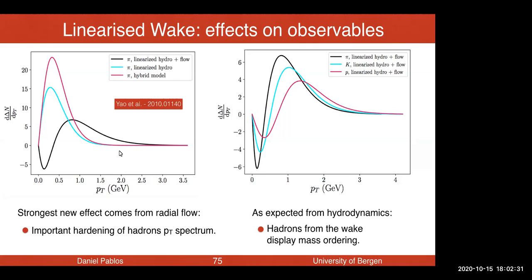the jet is relatively well aligned with the background flow, you will get an important push of the spectrum towards larger values, a hardening of the spectrum, and even a negative dip, because there are no more soft particles compared to the case in which there was no jet. Also, as expected from hydrodynamics, we expect to see mass ordering even in the hadrons that come from the jet, because they hydrodynamize. This is an obvious consequence if you assume that the QGP is a fluid system.